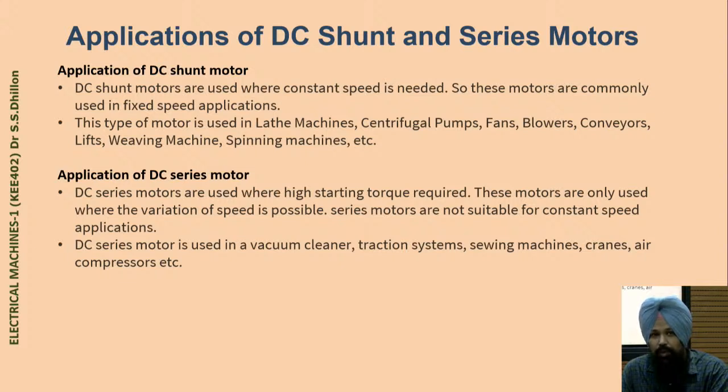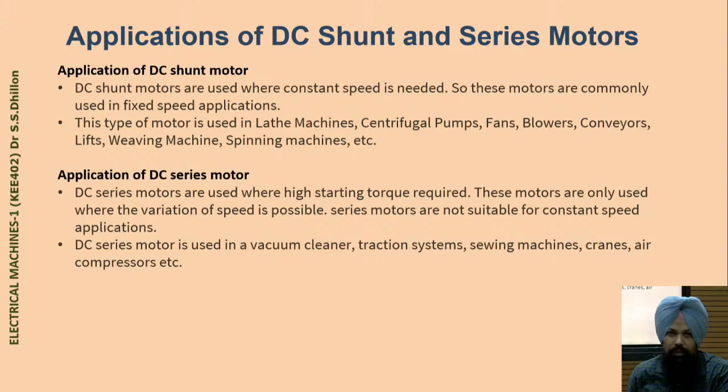Then we have the application of DC series motor. DC series motors are used where high starting torque is needed. The motors are only used where variation in the machine speed is required, or it is possible. Series motors are not suitable for constant speed applications due to their performance characteristics. We will discuss it later. DC series motor is used in vacuum cleaners, traction systems, sewing machines, cranes, air compressors, etc.